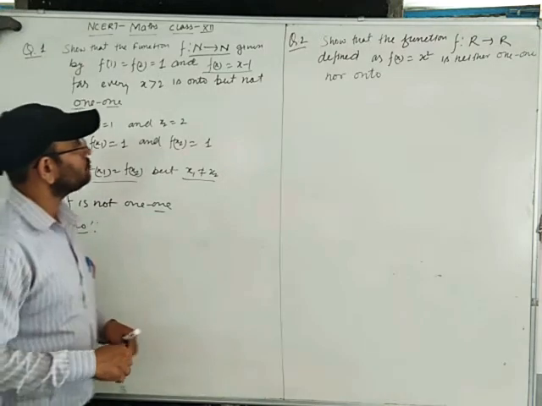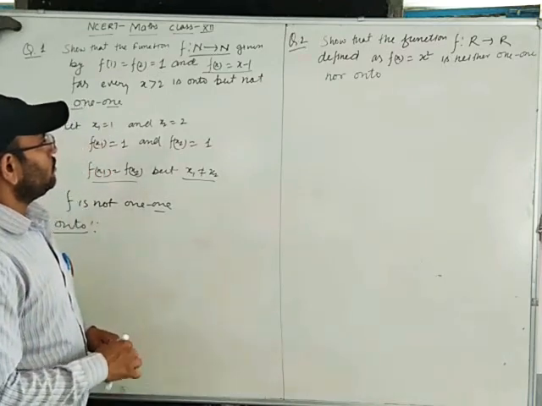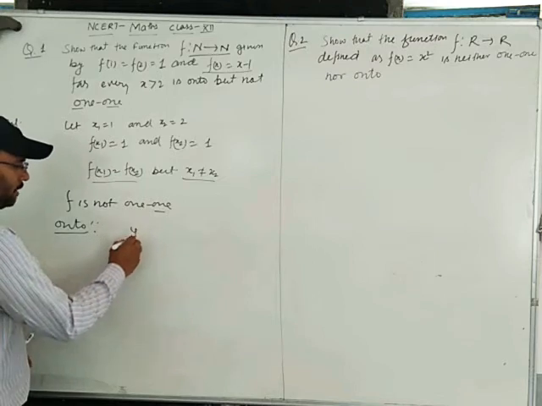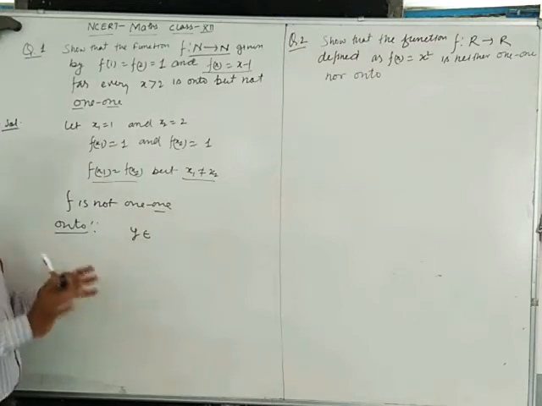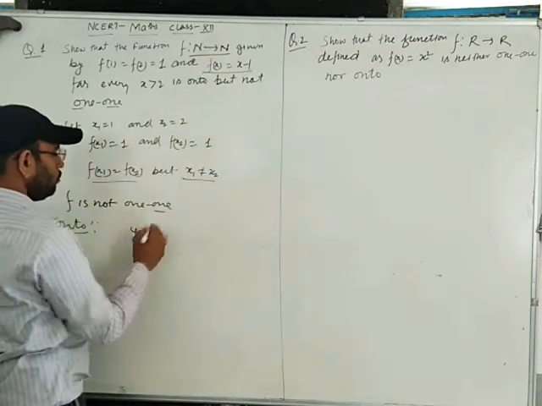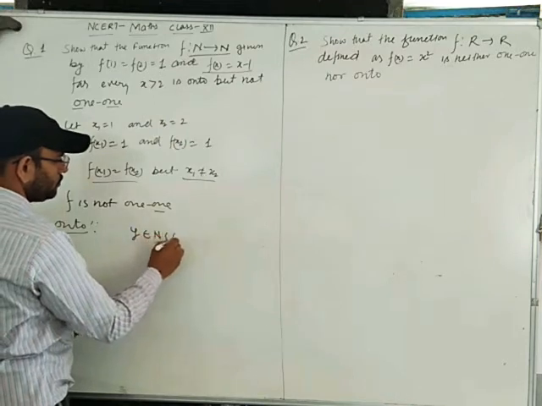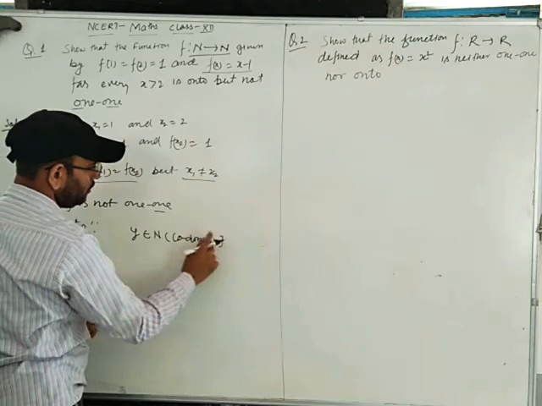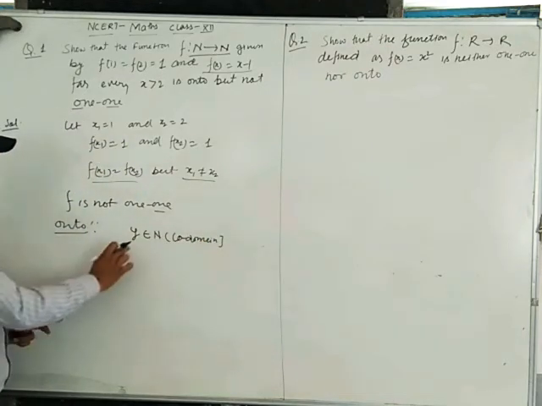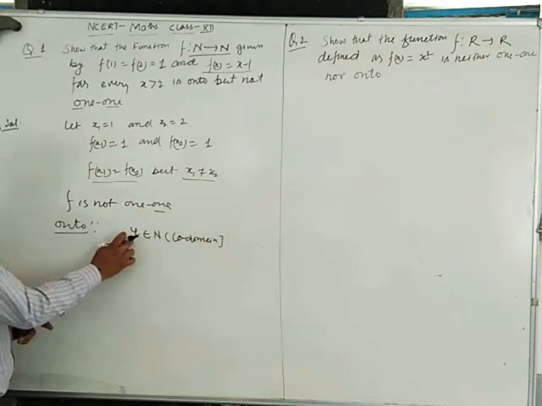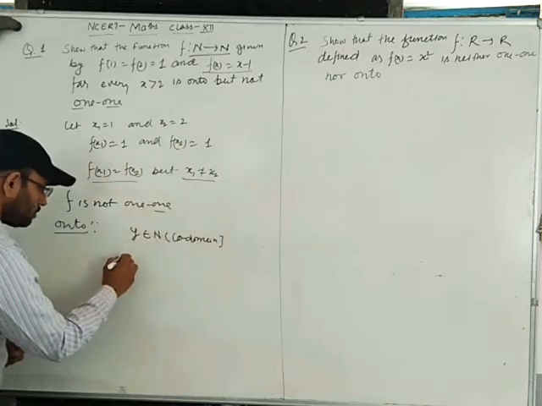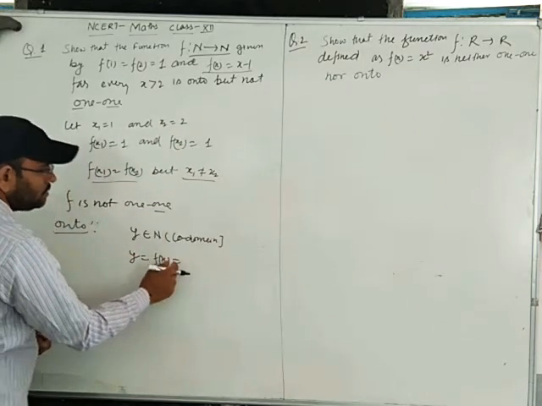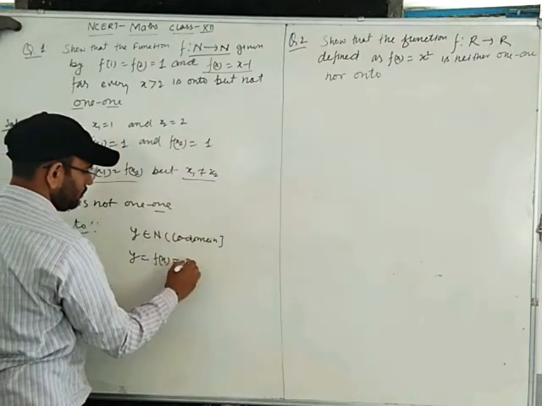For onto, first I have told you that you have to select an element. So let's select y as any element from the codomain N, and the codomain is the set of natural numbers. And now we put y is equal to f(x). So we know that y is equal to f(x), and what is f(x)? f(x) is x minus 1.